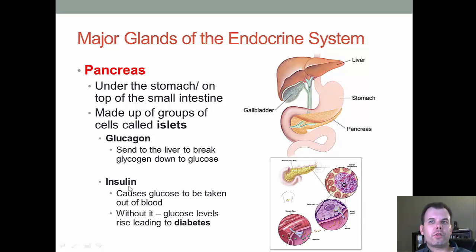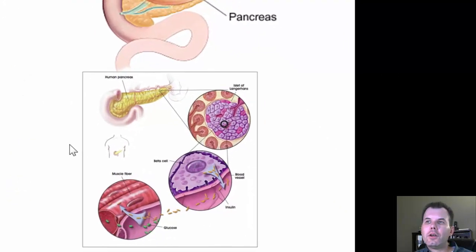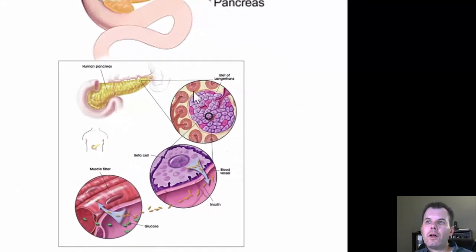And insulin causes glucose to be taken out of the blood. So when you have more insulin, your body will pull the glucose out of the blood and metabolize it. Okay, without it, glucose levels start rising, and that causes circulation issues and leads to the disease known as diabetes. And we'll talk a little bit more about this. And you can see here's the islet cell of the pancreas, and you can see that it's made up of this group of cells, and then they secrete into the bloodstream.